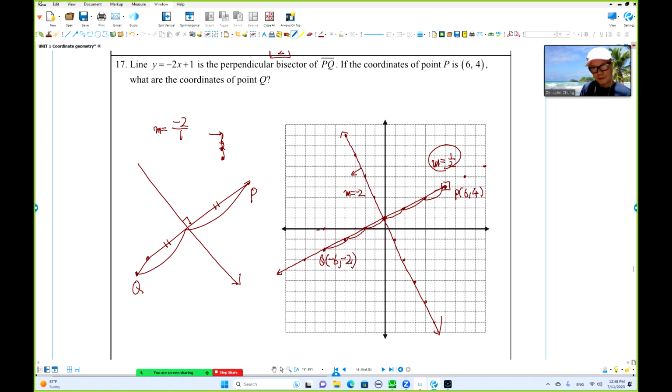That's the answer. On the graph it is much easier than algebra, okay? But later we can try some questions using algebra, without using a graph.